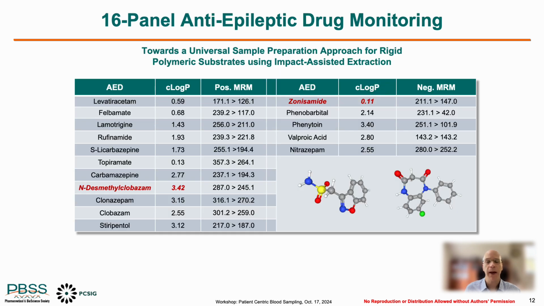Another example of impact-assisted extraction performance, and one which was chosen to gauge the universality of the technique, involves a panel of 16 anti-epileptic drugs of rather disparate log P, ranging from 0.11 for zonisamide to 3.42 for desmethylclobazam.